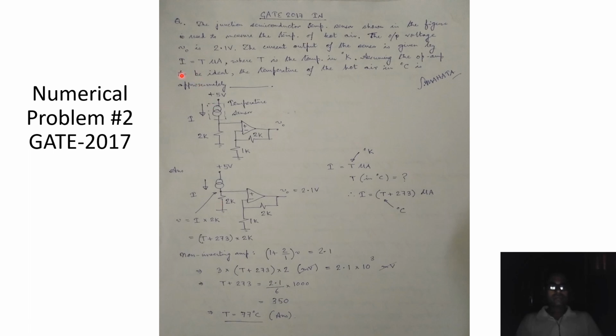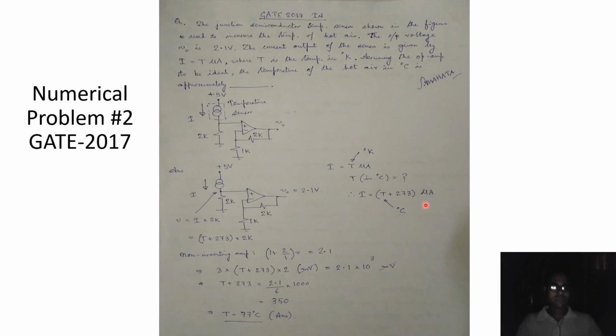Now we are given the value of current I to be equal to T microampere, but note that T is in degree Kelvin, whereas in the solution they are asking for the temperature to be represented in degree centigrade. So we know that I is equal to T microampere, with T being in degree Kelvin, and the relation between degree Kelvin and degree centigrade can be used so that we can represent I in terms of T in degree centigrade, and the formulation becomes I equal to T plus 273 microampere.